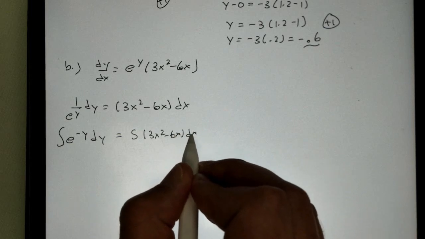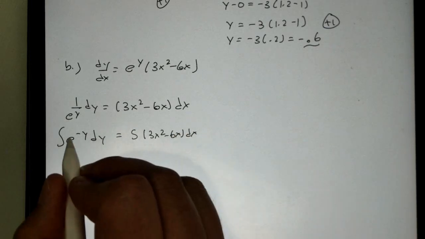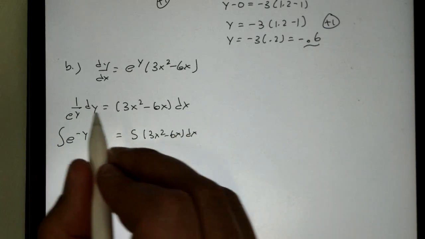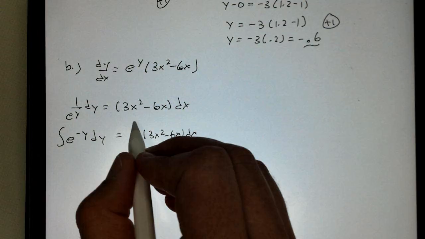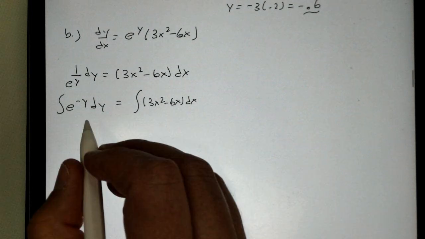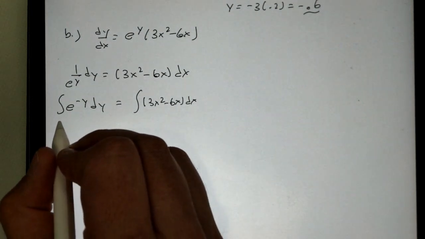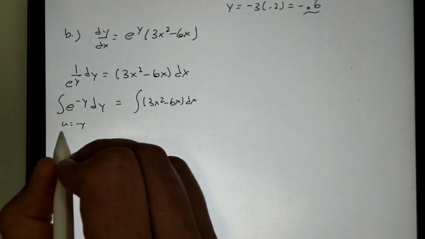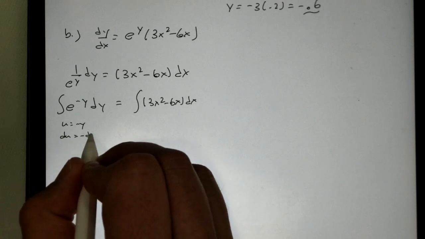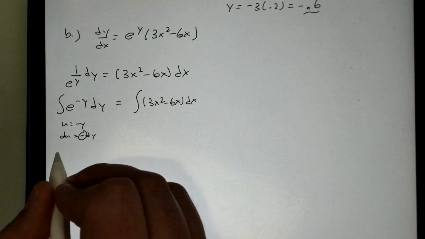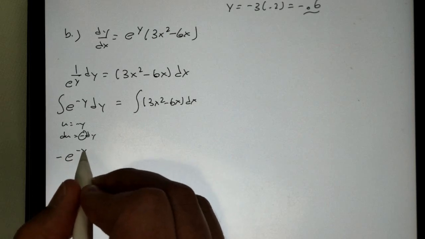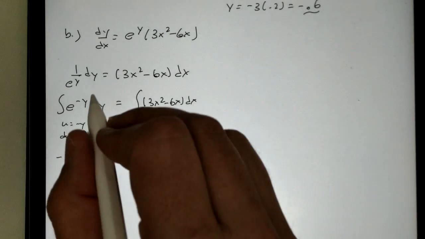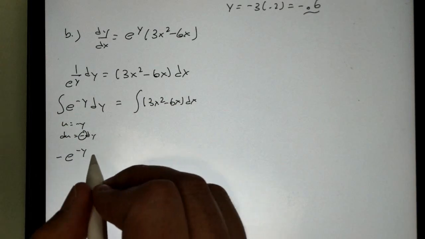You can look at my other videos. The only time we use natural log is if the power on bottom is 1. And e to the x is never going to have that happen. So using u substitution, u is negative y. du is negative dy. That's just telling me I'm going to have a negative, so we would get negative e to the negative y. Don't forget the antiderivative of e to the x is just e to the x.